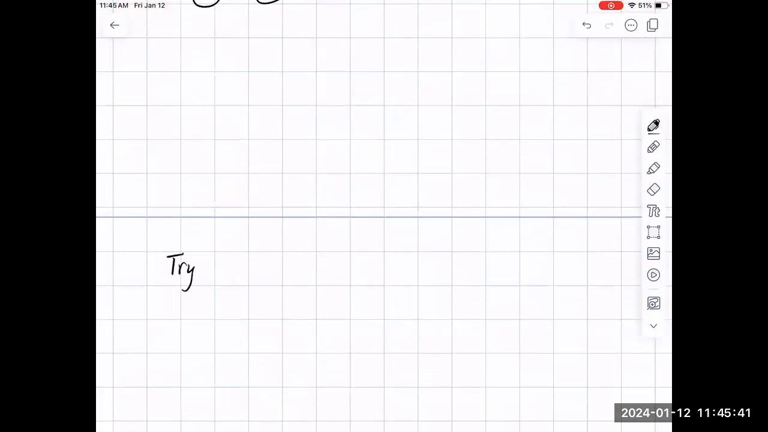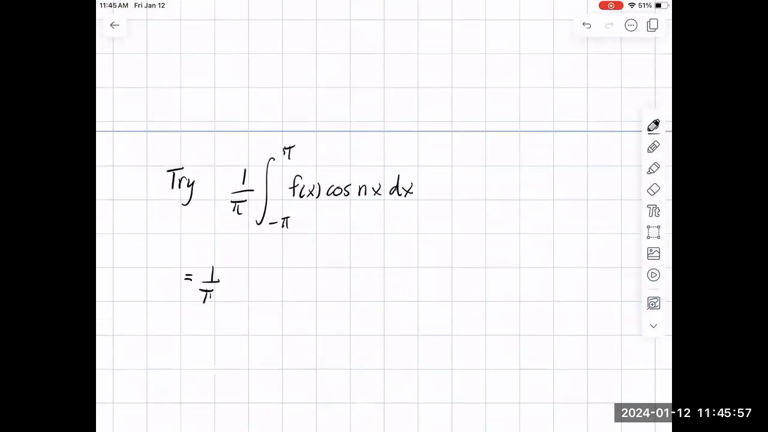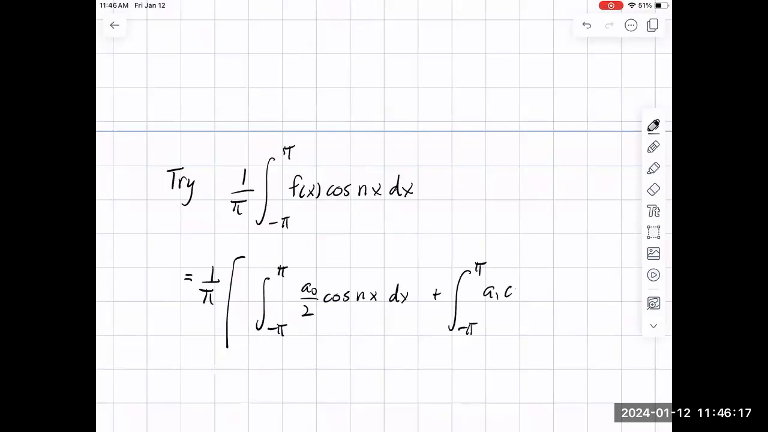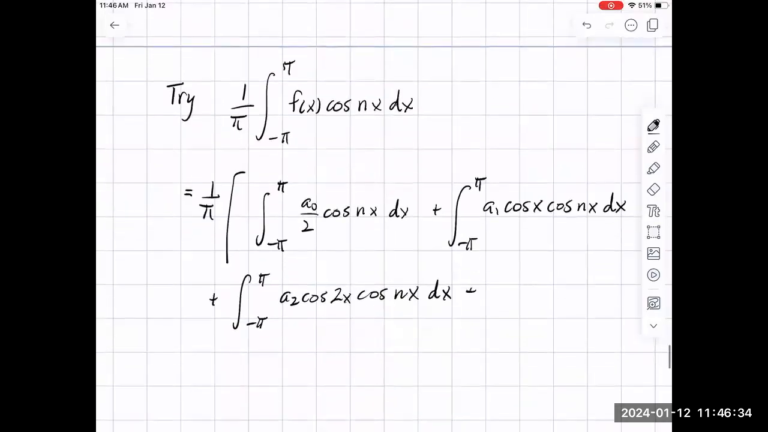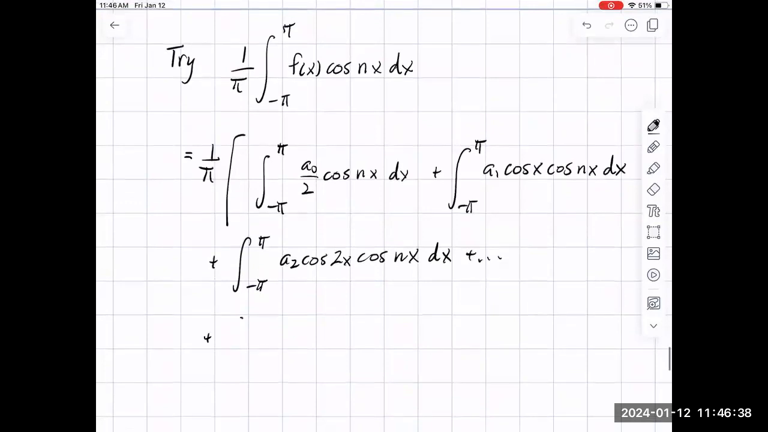Let's try to evaluate 1 over pi, the integral from minus pi to pi of f of x cos nx dx. That's going to be 1 over pi, and there's going to be a whole bunch of terms. So f of x, we have to remember it had an a0 over 2, and then we multiply by cos nx dx. Then an a1 cos x times cos nx dx. Then an a2 cos 2x cos nx dx. There'd be a bunch of terms, and then I'm going to write in a special one.